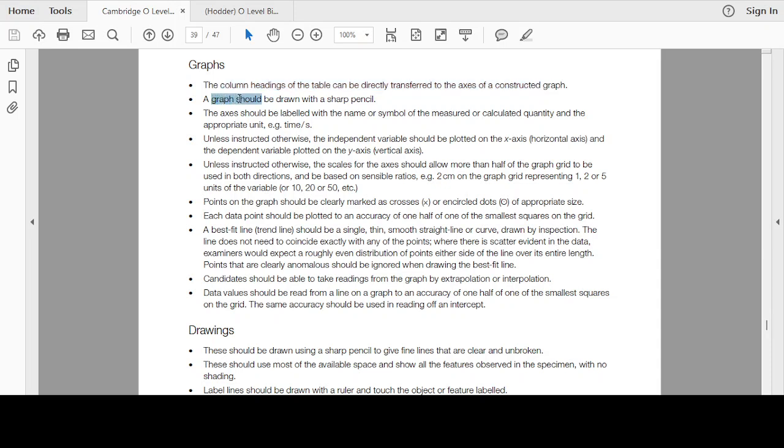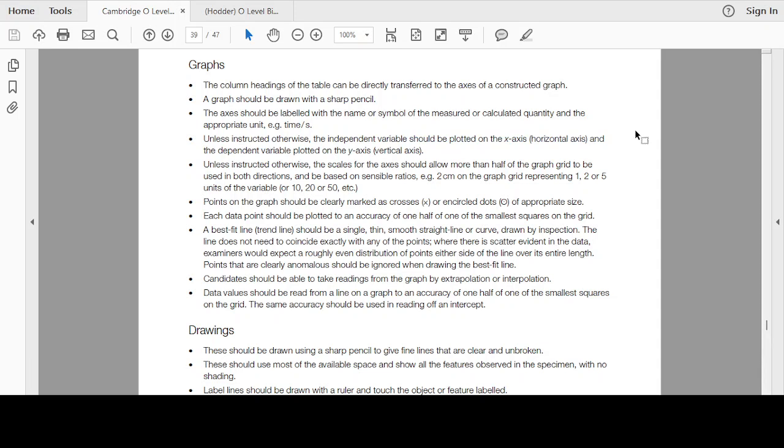The graph should be drawn with a sharp pencil. The axis should be labeled with the name or symbol of the measured or calculated quantity and the appropriate unit. Unless instructed otherwise, the independent variable should be plotted on the x-axis, which is the horizontal axis, and the dependent variable. All right, so just to clarify, what is the independent variable in experiments?